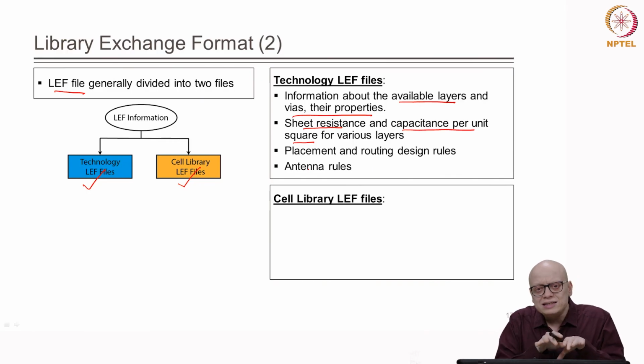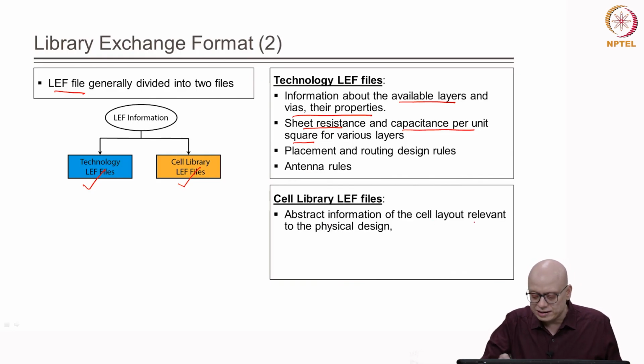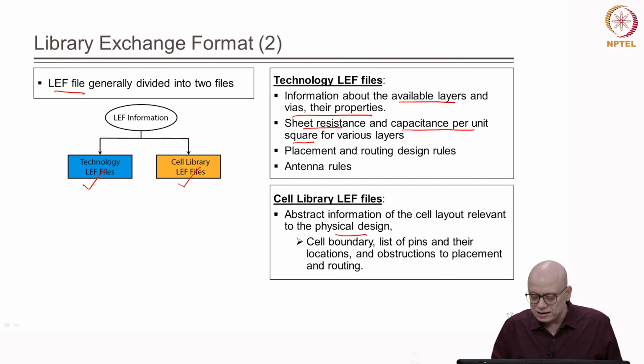We don't need the exact layout of the cells that we are going to use in our layout, but some abstract information. And that abstract information of the layout of the cell is there in the cell library LEF files. So, it contains abstract information of the cell layout relevant to physical design: the cell boundary, the list of pins and their locations, and obstructions to placement and routing. These are important for creating the placement and routing of our design on the layout. So, when we do physical design, we need to give these LEF files. There are other ways also to give this information, but giving the information through LEF files is one of the most popular methods.